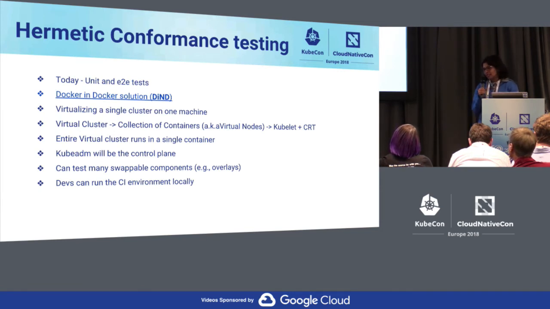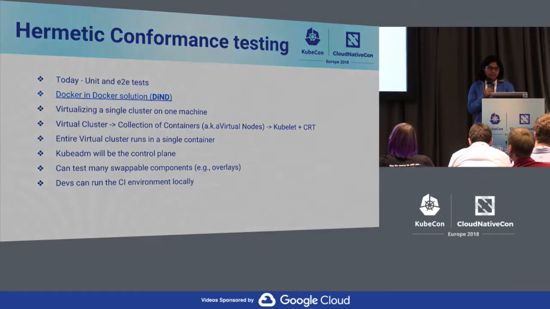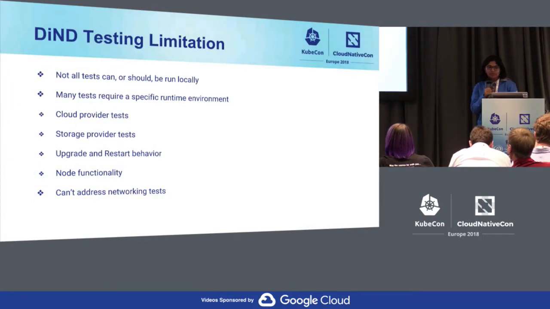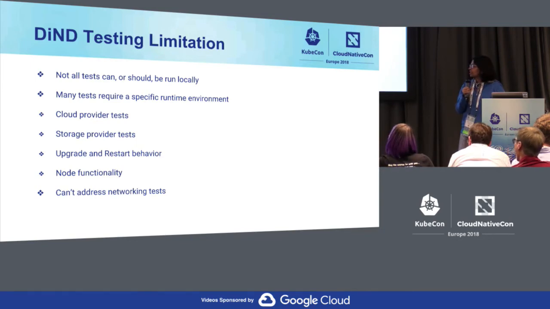And virtualizing the cluster on one machine is what we're doing. And it can be easily torn down because it's Docker in Docker. When you tear down the master Docker, then all of it gets destroyed. Many swappable components can be tested. And these are some of the limitations of Docker in Docker. We don't expect it to be the test-all solution, but for a large class of tests, this might make it extremely faster.